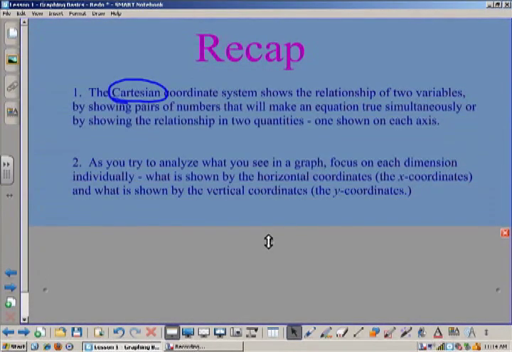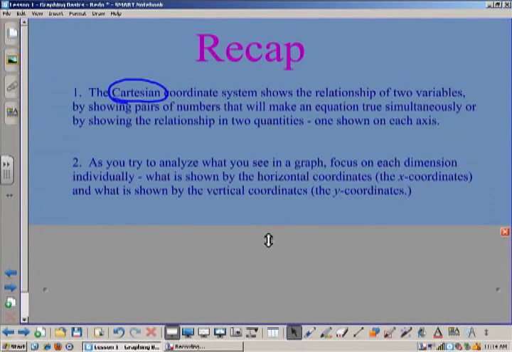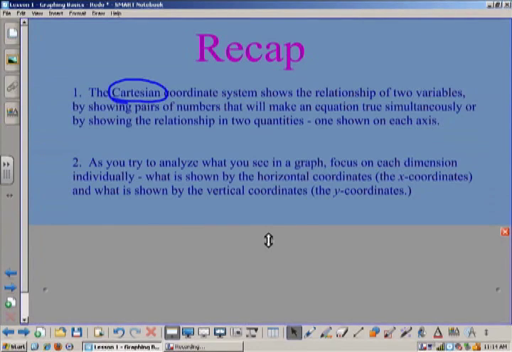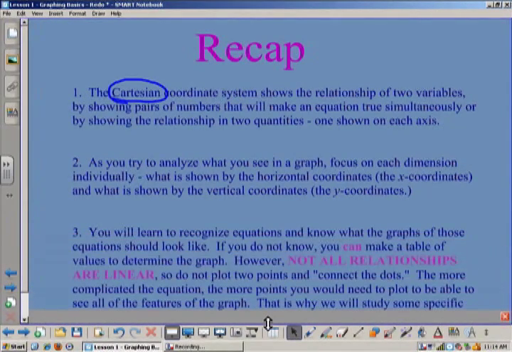Okay? Number 2. As you try to analyze what you see in the graph, focus on each of those dimensions individually. Again, back to the idea of riding your bike away from home, the distance and the time. Pay attention to what is actually being graphed on each of those axes.